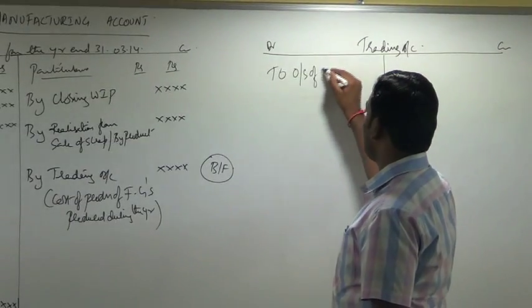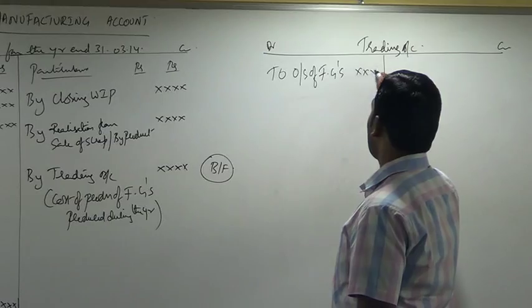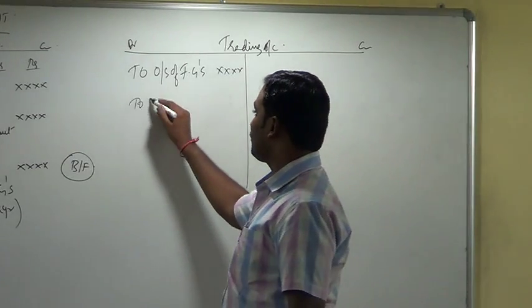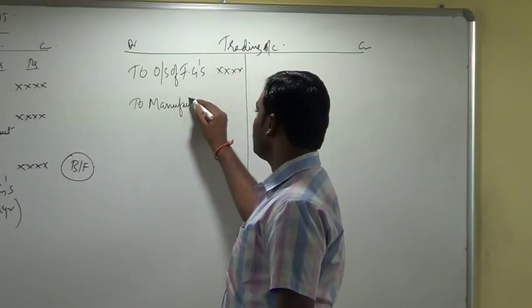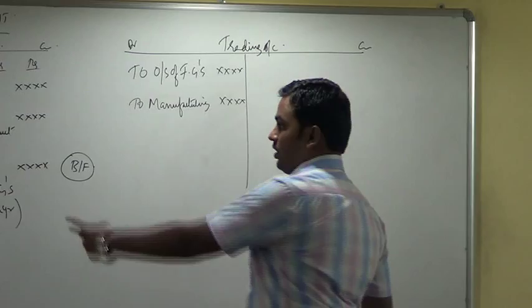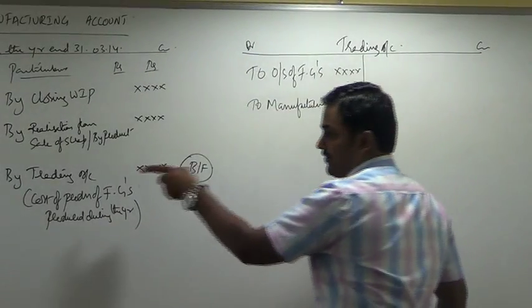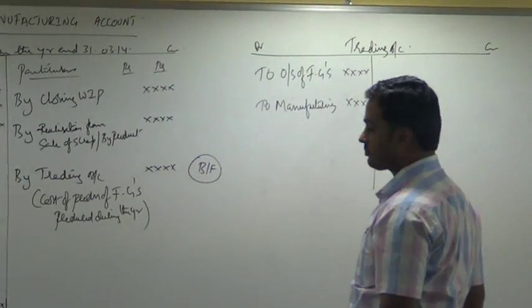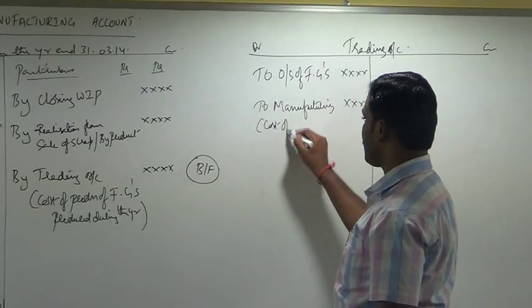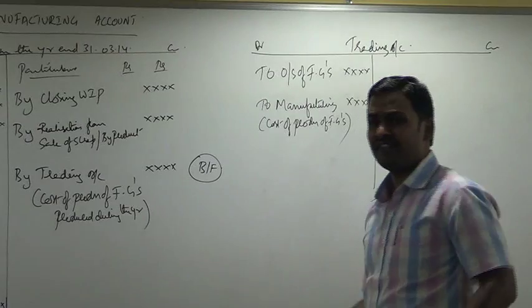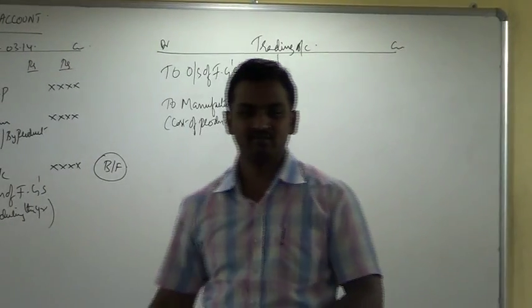To opening stock of finished goods. So value of opening stock of finished goods is debited to the trading account. To manufacturing account. What is this manufacturing account? Cost of production is now debited. If trading account is credited here, manufacturing account should be debited here. What is this? Cost of production of finished goods. What finished goods? Goods which are produced during the year in the factory.